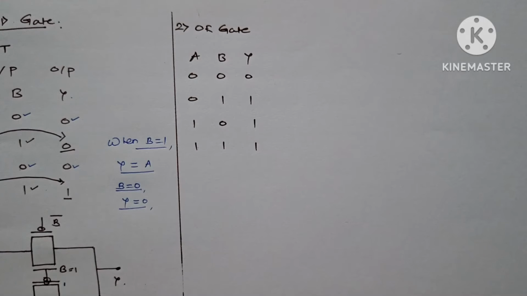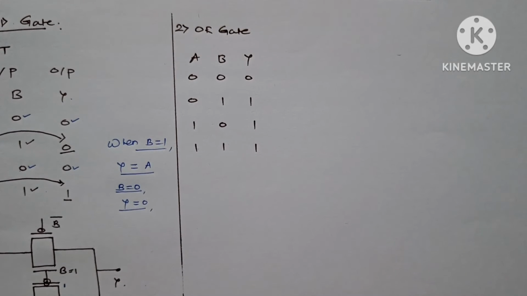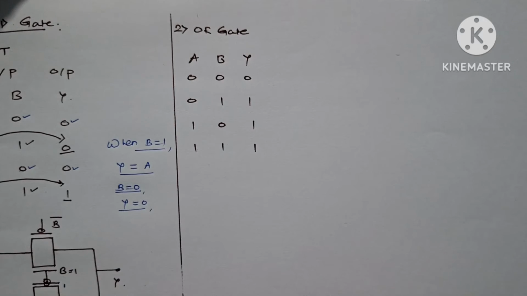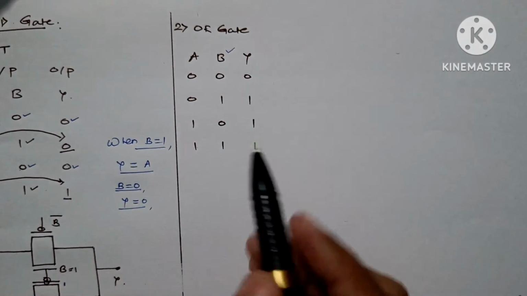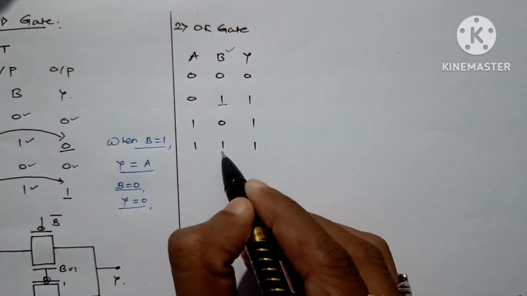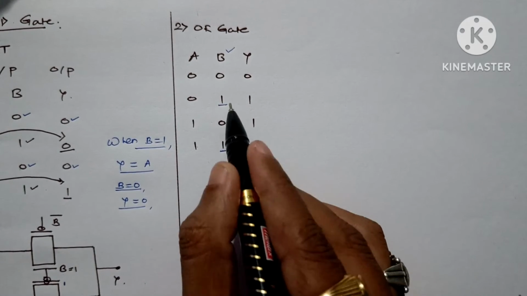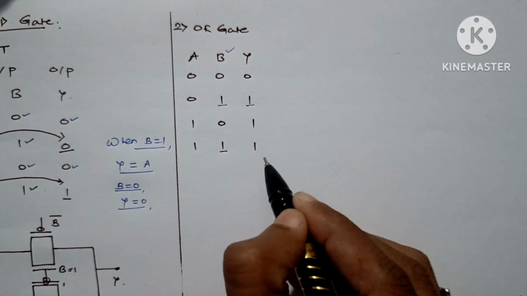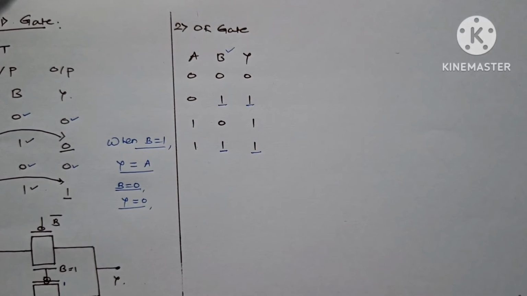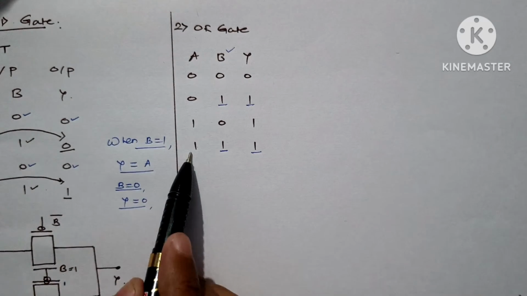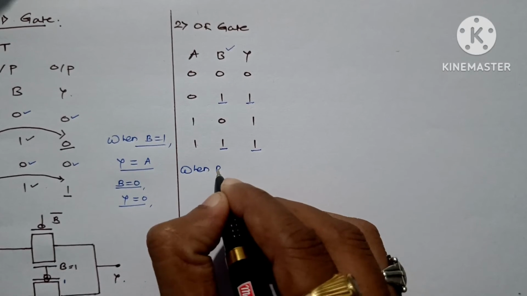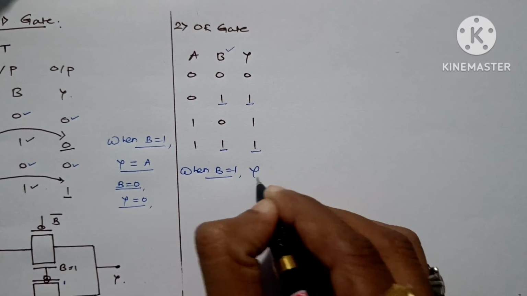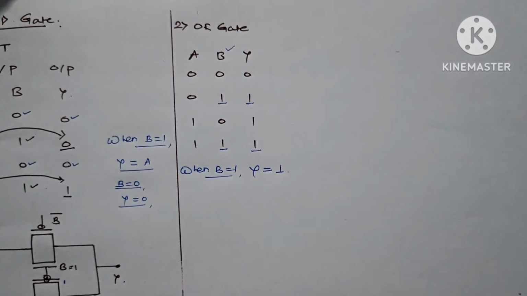Now let us derive a conclusion based on which we can implement using transmission gate. Again we can use the control input as B. Now see the condition. When B is equal to 1, we can see this particular scene. When B is equal to 1, the output is 1. So there is no dependency on A. So we can say when B is equal to 1, our output is fixed as 1.